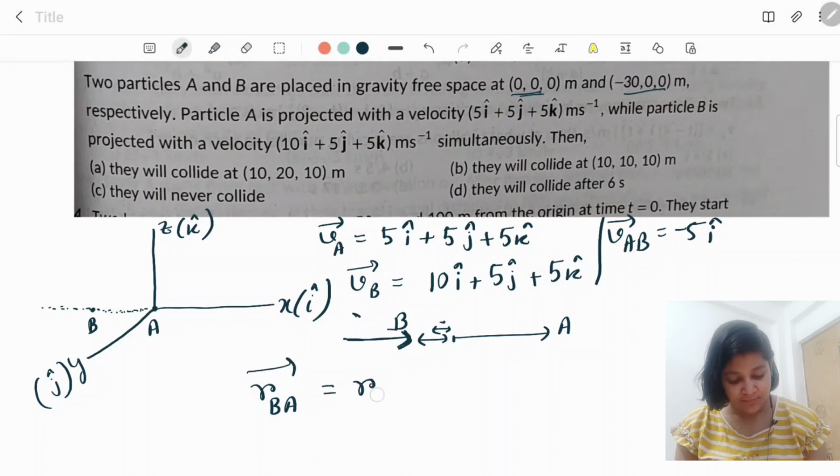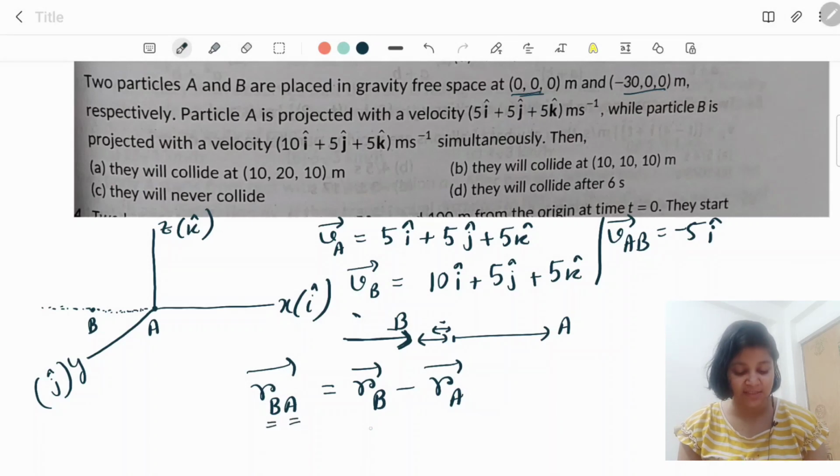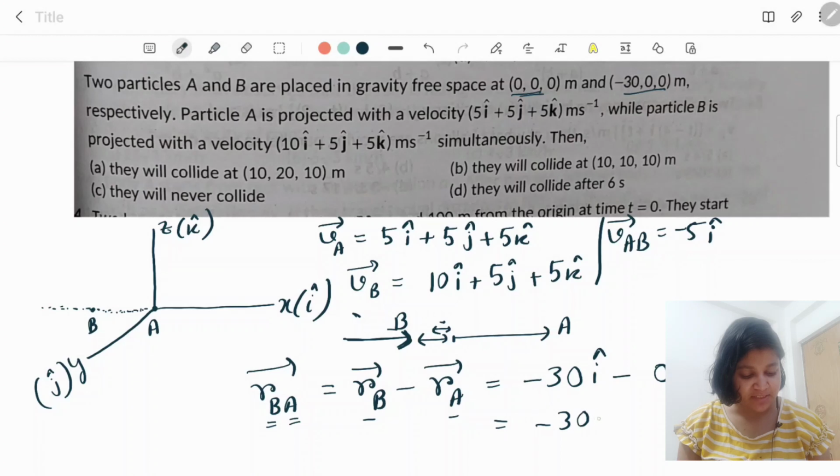In a similar manner, the relative distance of B with respect to A is the relative position of B minus the position of A. The position of B is minus 30 along the x-axis, so minus 30 i cap, minus this is at 0 and the y and z components are 0, so we are disregarding that, so it becomes minus 30 i cap. So this is also reducing and the relative velocity is also reducing. So yes, they are going to collide.